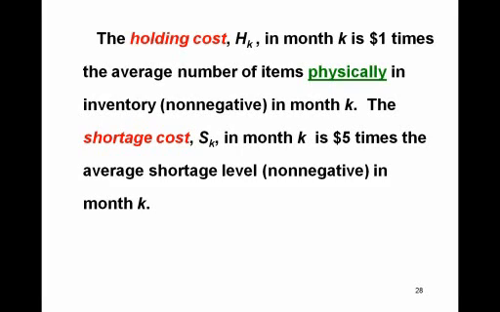Here we're also going to have a shortage cost. Not all inventory problems may have one. Shortage cost, denoted by S sub k in month k, will be $5 times the average shortage level, which will be non-negative in month k. And if you have, say, 3 items in your warehouse, you have no shortage, whereas if the inventory level, say, is -3, then you have a shortage of 3 items.